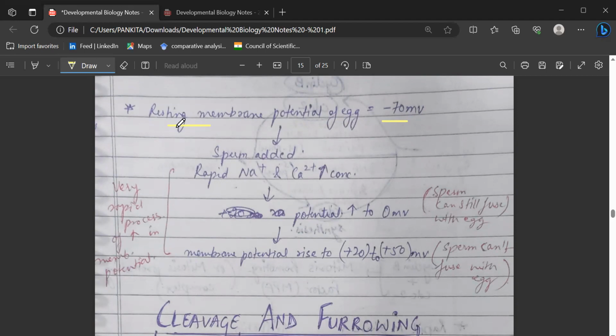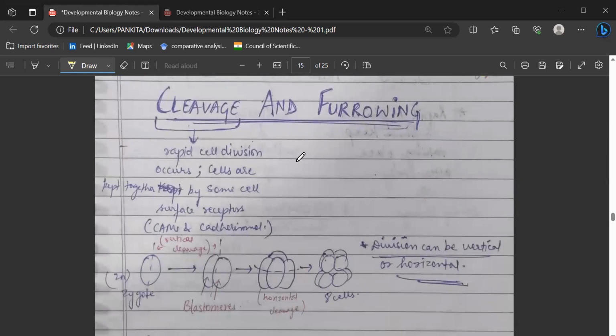And even at 0 millivolts, the sperm can still fuse. So we need to increase the membrane potential even more, so that the sperm cannot fuse with the egg. So a high influx of sodium and calcium ions is carried out, due to which the membrane potential rises to about plus 20 to plus 50 millivolts. At this potential, the sperm cannot fuse with the egg. So the very rapid increase in membrane potential is the main criterion for blocking polyspermy in the egg cell. The next step is cleavage and furrowing.